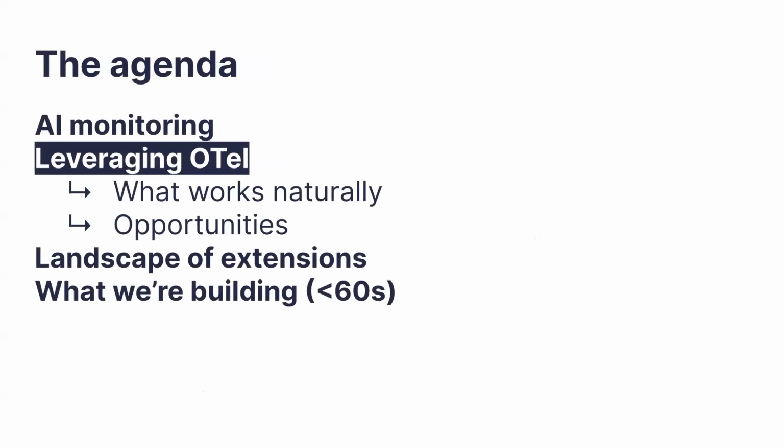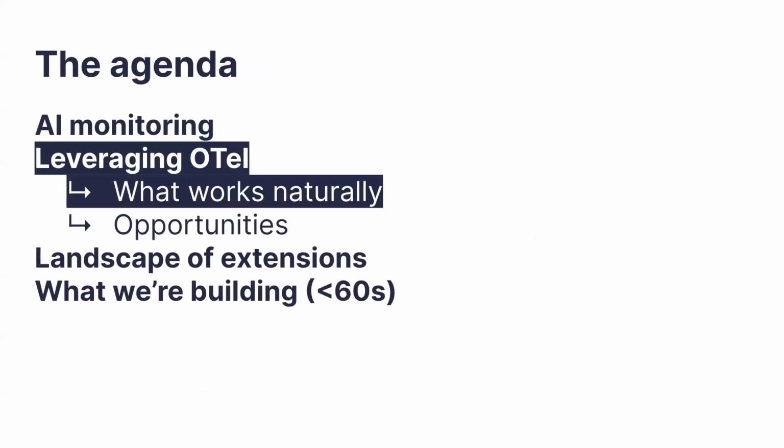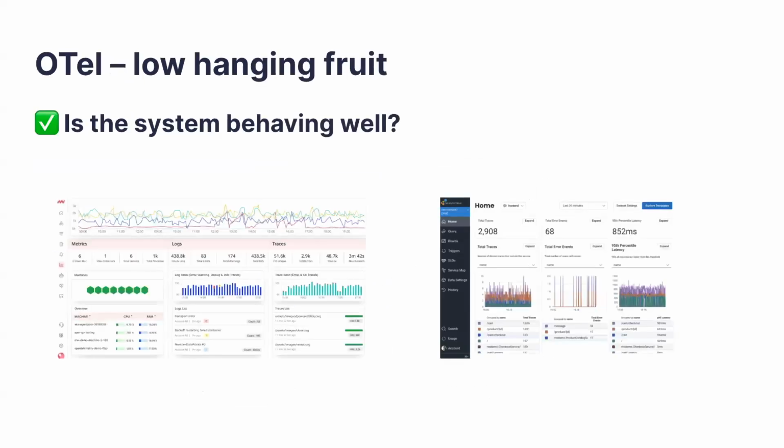So yeah, how can you leverage Otel for this? What works naturally and what sort of opportunities are there? So yeah, what works naturally? All right, so again, as I mentioned, the low-hanging fruit is the system behaving well. Just auto-instrument it using Kubernetes. Clearly that works well, not that many extra lines of code, and you've got the answer to which services are slow, right? I'll talk about a few little caveats later on.